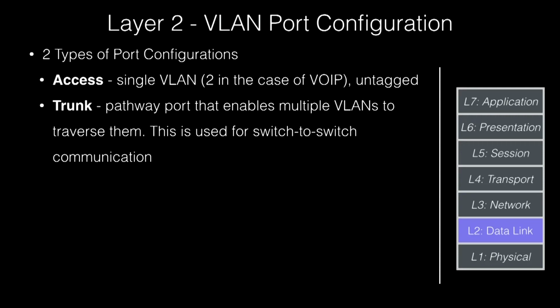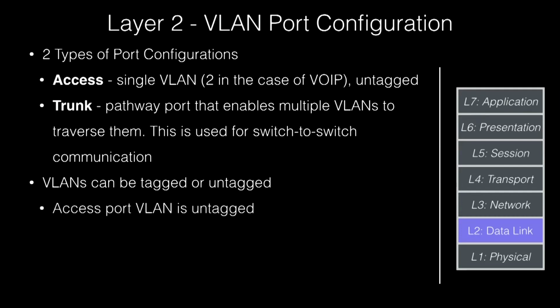So you can send multiple VLANs, not necessarily seeing each other, but they're tagged, so they'll be separated. And this is what we use to send VLANs up and down switches without necessarily putting it on that switch. And again, they can be tagged or untagged. And the way this works is the default VLAN on an access port, like I said, is untagged. So all the data going in there on those frames is just that data. There's no tag on it.